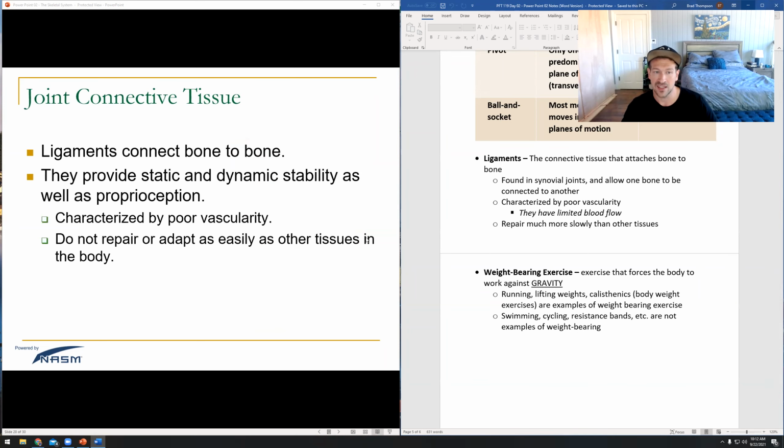But ligaments repair very slowly, right? They connect bone to bone. They provide us with plenty of stability. They have proprioception. They have joint receptors within them that are working with the nervous system to tell us what's going on with our joints. That's why, when you roll your ankle, it feels like you sprained it, or hopefully you didn't actually sprain it, but you kind of overstretch that ligament. It kind of hurts a little bit.